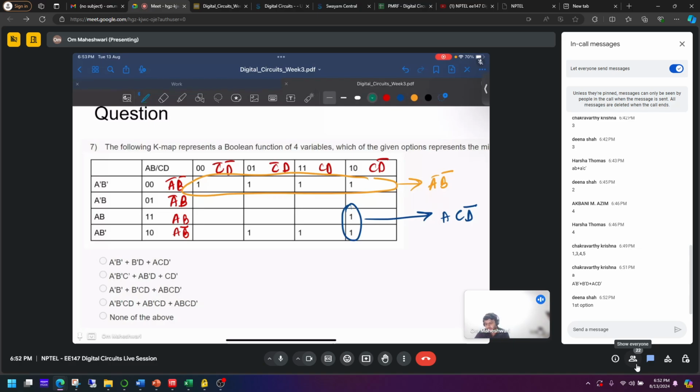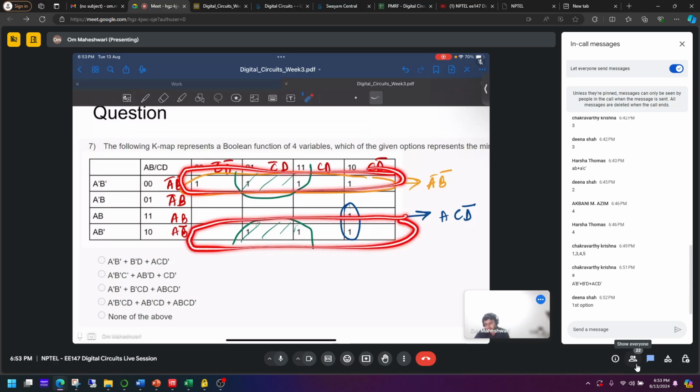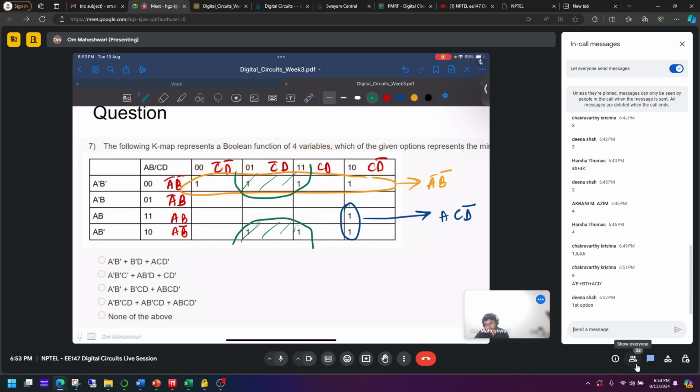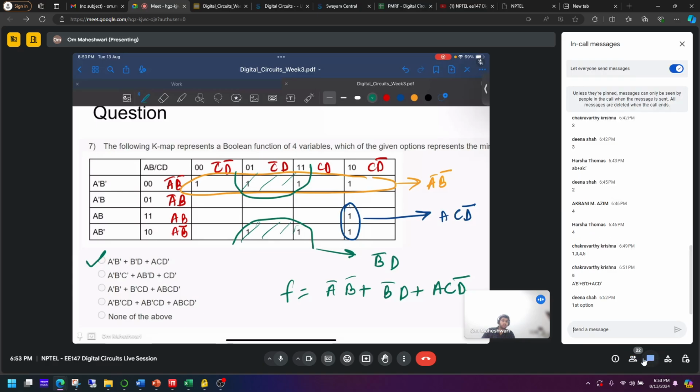Then we have a group here also, right? These two and these two. So this is B bar, this is B bar, and both are D. So this is B bar D. So the answer is A bar B bar plus B bar D plus A C D bar. Yes. Okay. Is there any doubt in this one? Is it clear to all?